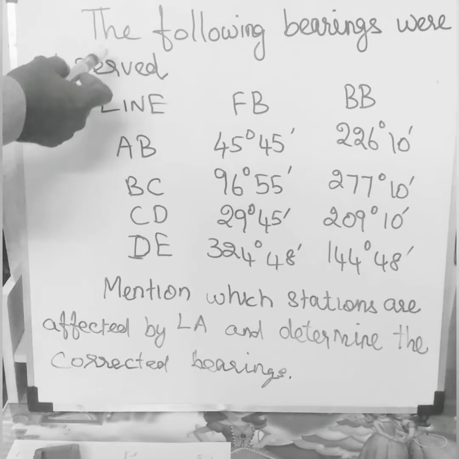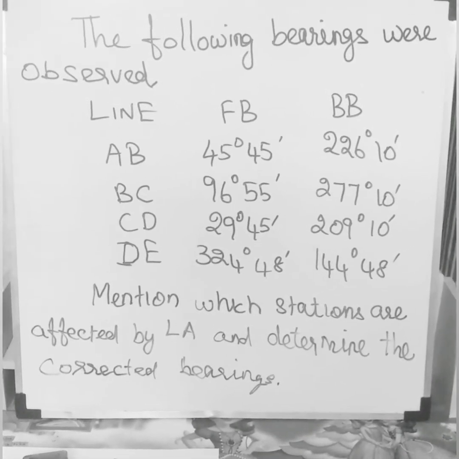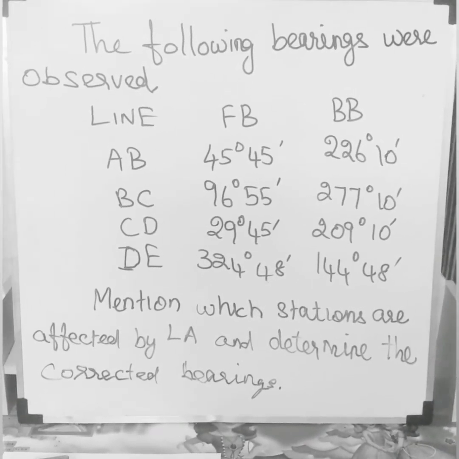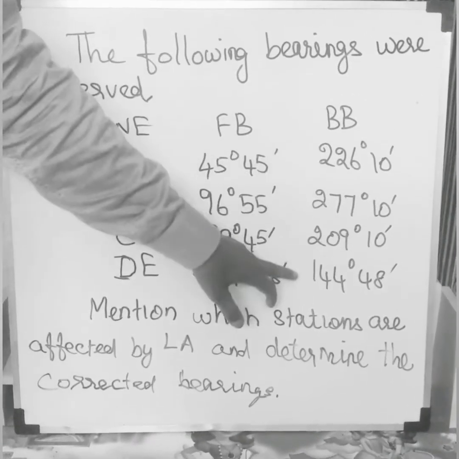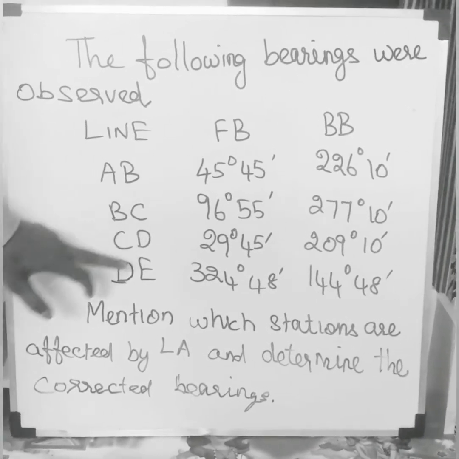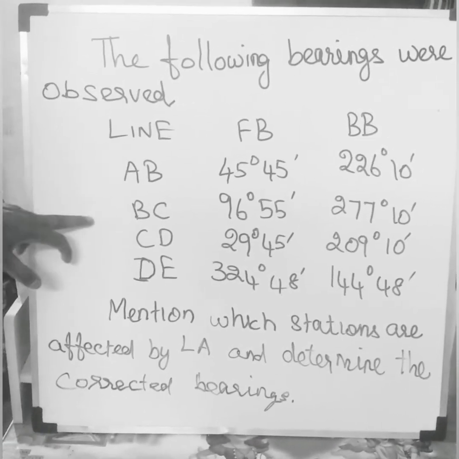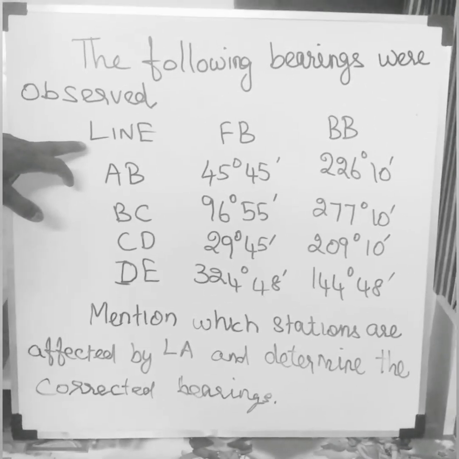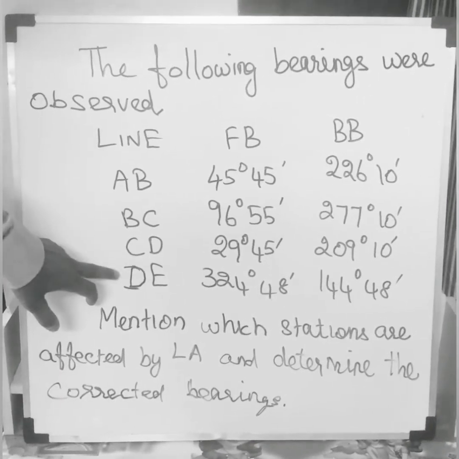This is the problem given here. The following bearings were observed using a compass with a given traverse. Here you can see all the observed bearings, both fore bearing and back bearing, of the given traverse AB, BC, CD and DE. From the given, we know this traverse is an open traverse only.